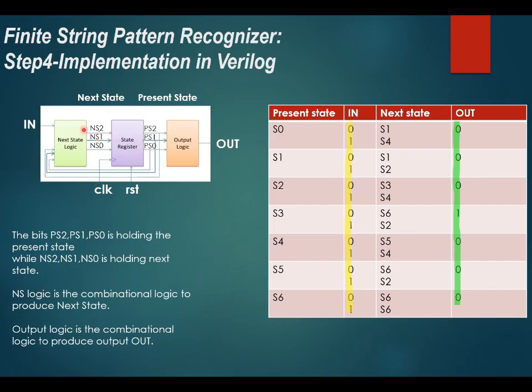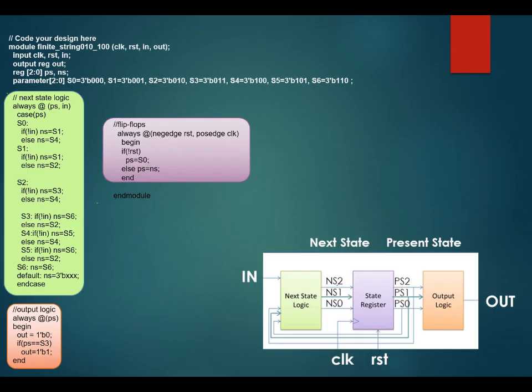So whatever next state value comes from the next state logic will feed to the state register, and after the clock trigger, the next state value will become the present state. So based on this diagram, for Verilog implementation, you just need to code 3 always blocks for next state, register, and output logic. Code them based on the behavior of the state diagram or based on the state table.